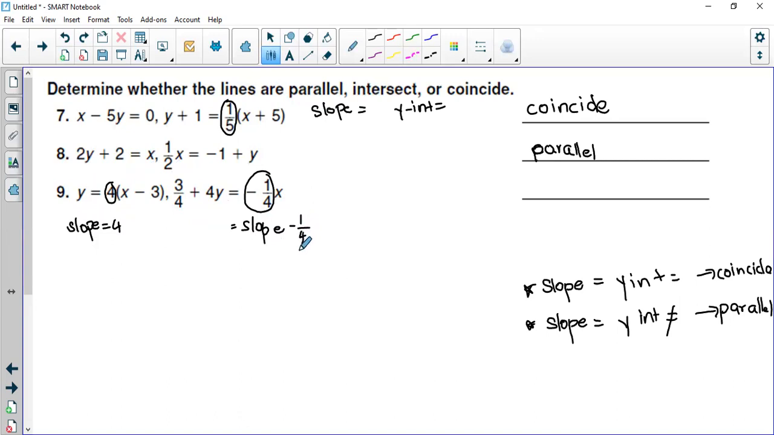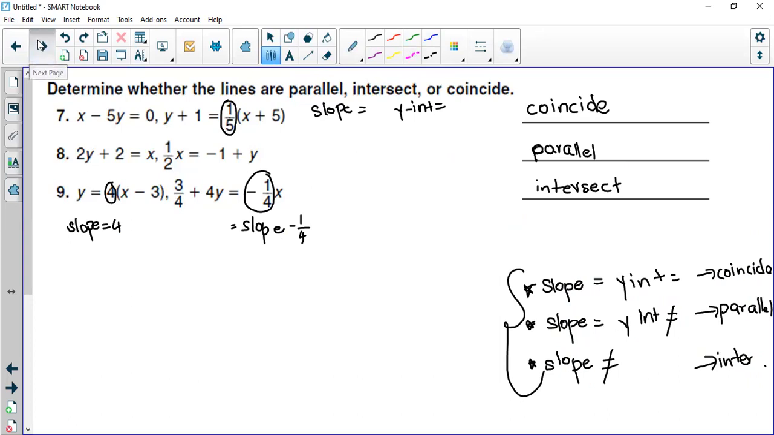Now you can see that the slopes are different. So basically, if the slopes are different, means not equal, they are intersecting lines. They just cross. That's all. So to determine whether it's parallel, intersecting or coinciding, these three are the important ones. Slope equal, y-intercept equal, that means they coincide. Slope is equal, y-intercept is not equal, they are parallel. If the slope itself is not equal, that means they are just intersecting lines. Easy. Hopefully that's easy. It takes practice.